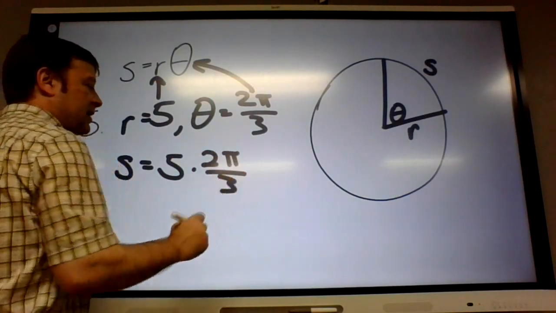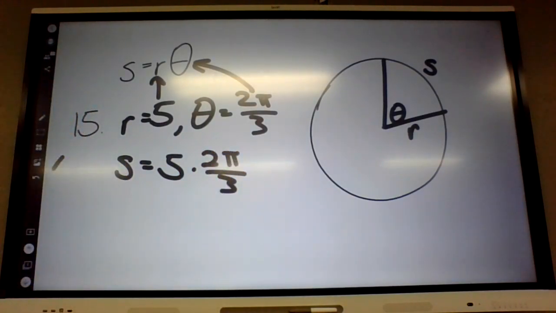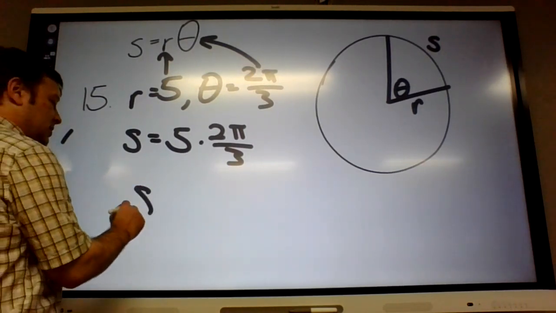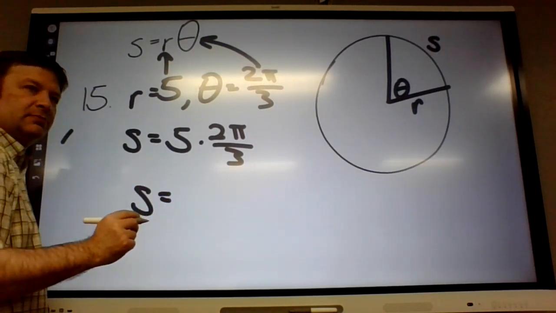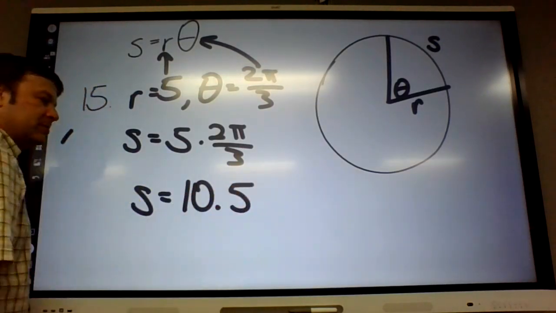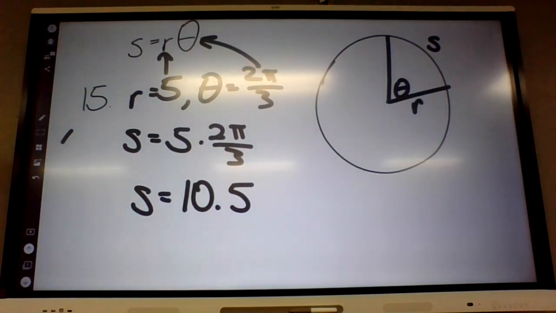Now, the directions do say round to the tenths place. That means we don't want a pi in our answer. We want a pure decimal answer. So after you plug this in, go ahead and push the decimal button and round to the tenths place. Somebody get it? 10.5 is correct. Tenths place is the first decimal place. 10.5.